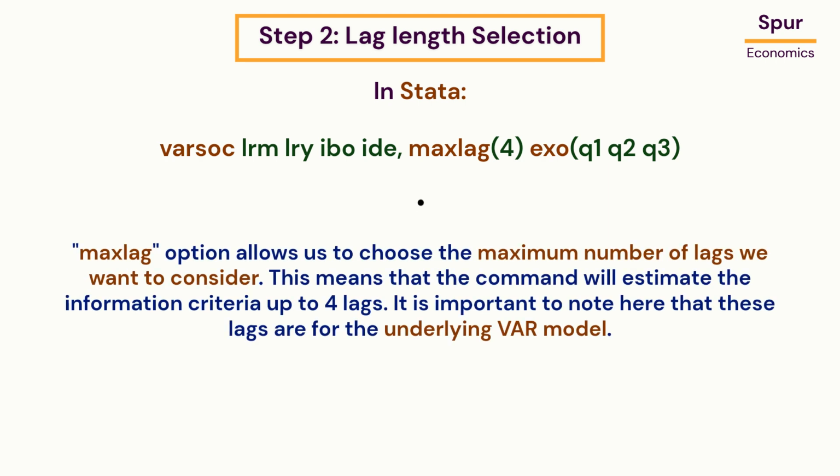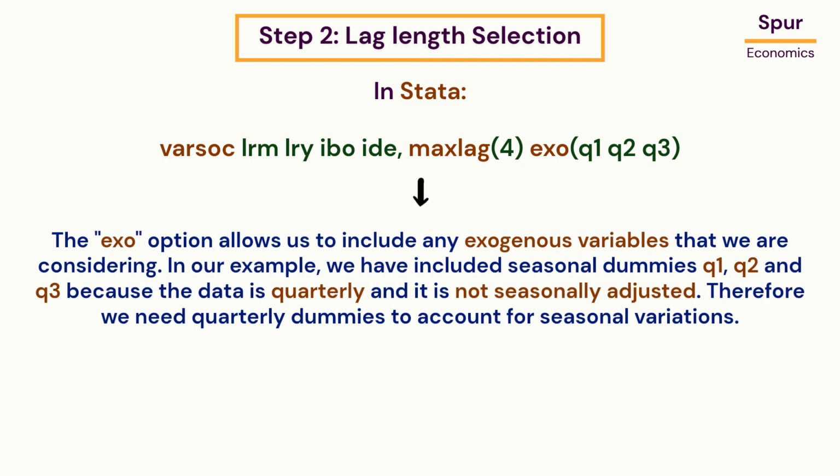Here, the maxlag option allows us to choose the maximum number of lags we want to consider. This means that the command will estimate the information criteria up to 4 lags. It is important to note here that these lags are for the underlying VAR model. The exo option allows us to include any exogenous variables that we are considering.